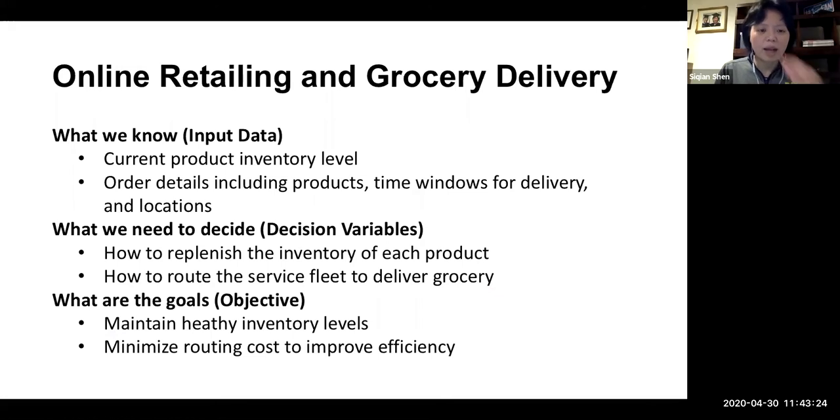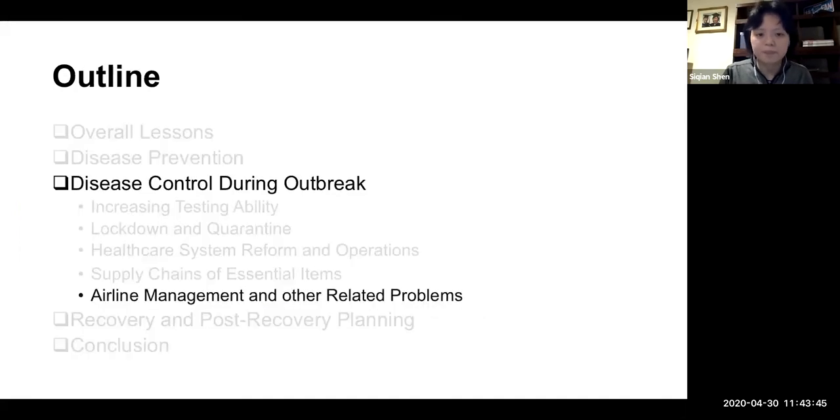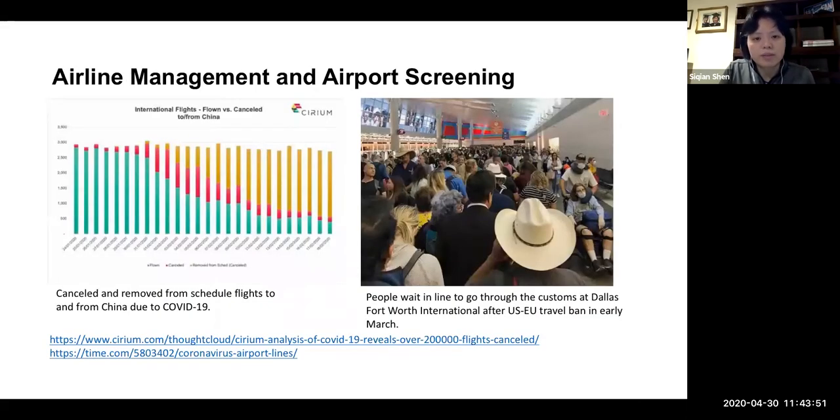For time's sake, I'm not going to go into the details of how you design this type of model. But as I said, there is literature on the modeling part, and eventually there are two big problems we need to solve. One is how we control the inventory inside the store, and the other is how we deliver to the customer using the vehicle routing problem I talked about before. Airlines are also facing a big challenge to operate their systems these days, given COVID-19.